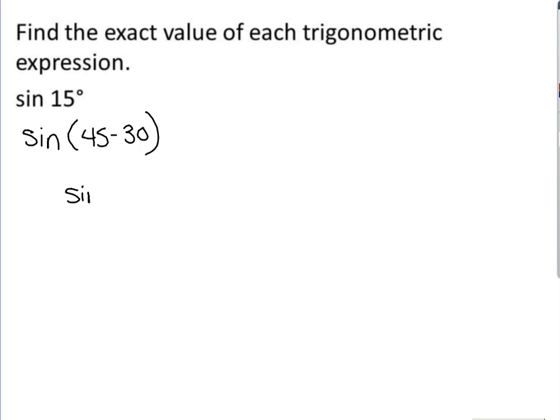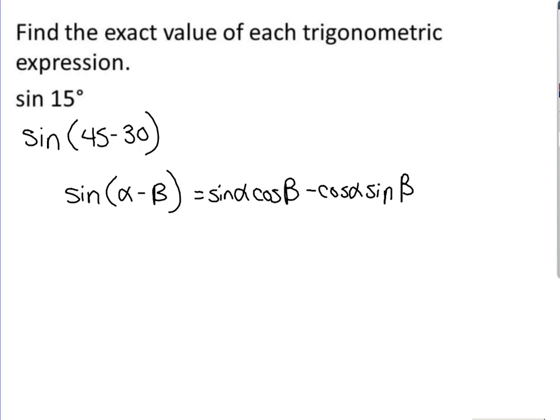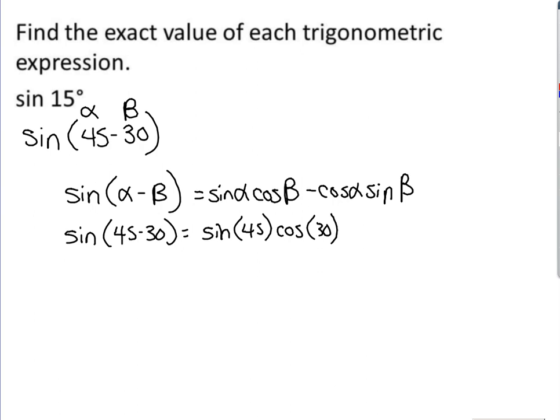If we look at that formula, the sine of alpha minus beta is equal to the sine of alpha cosine of beta minus cosine of alpha sine of beta. The first number is your alpha. The second number is your beta. So if we substitute in for the sine of 45 minus 30, we're going to have the sine of 45 cosine of 30 minus cosine of 45 sine of 30.